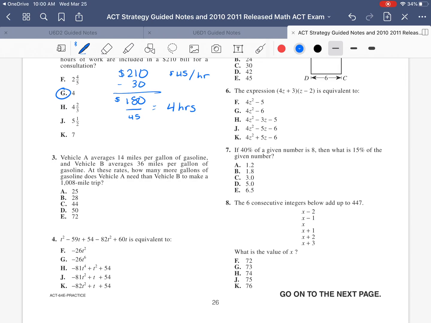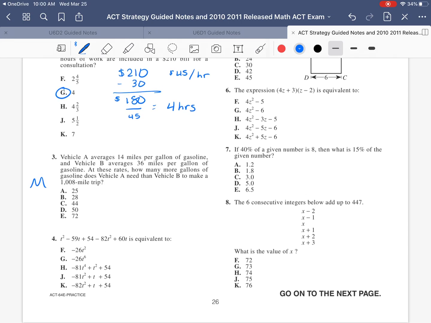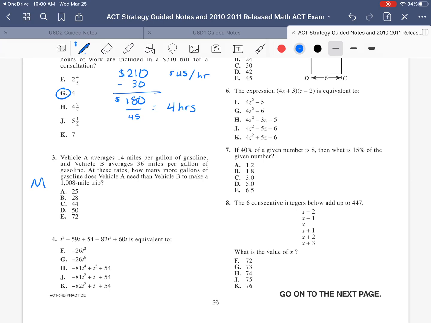Vehicle A averages 14 miles per gallon of gasoline. Vehicle B averages 36 miles per gallon of gasoline. At this rate, how many more gallons of gasoline does vehicle A need than B to make a 1,008 mile trip? This one seems like something I can figure out, but it's going to take me some time. I'm going to come back to it.